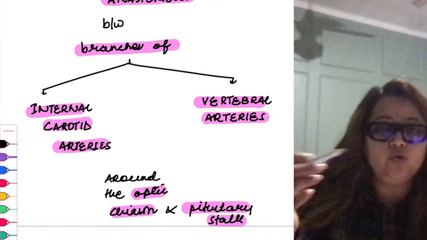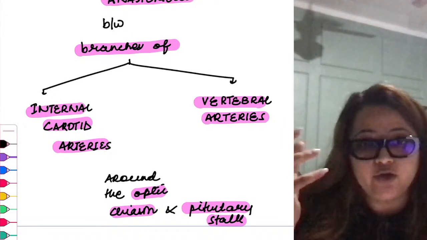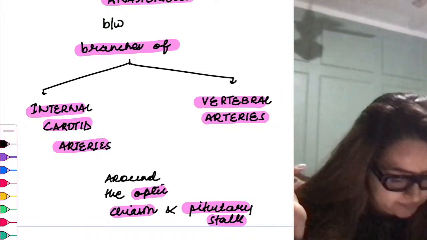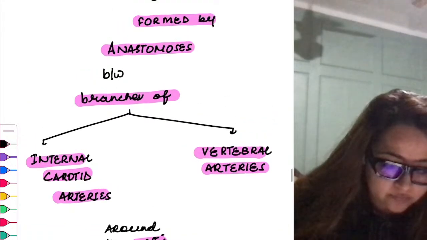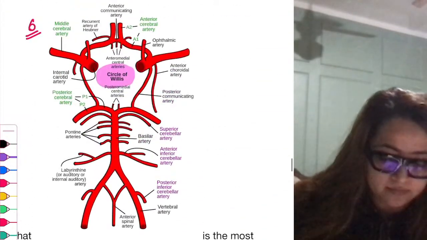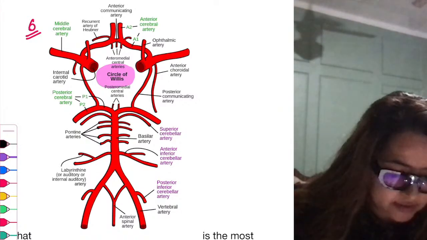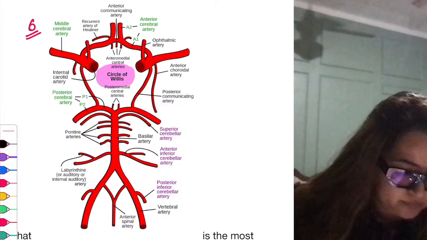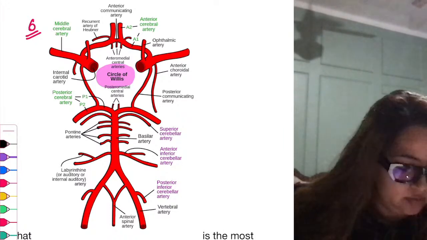Now, why do we have this anastomosis? Why are the branches combined together? What is the need for these branches to be anastomosing with each other? Why are these connected with each other? Yes, to avoid ischemia.